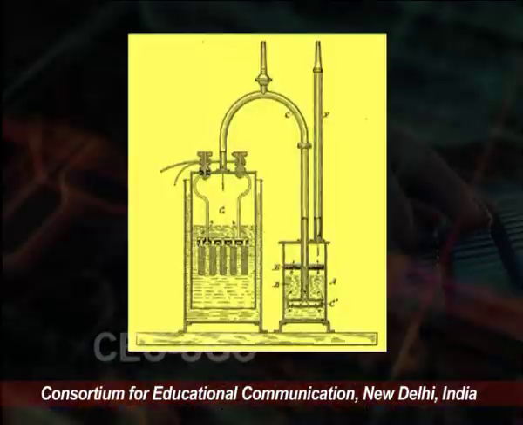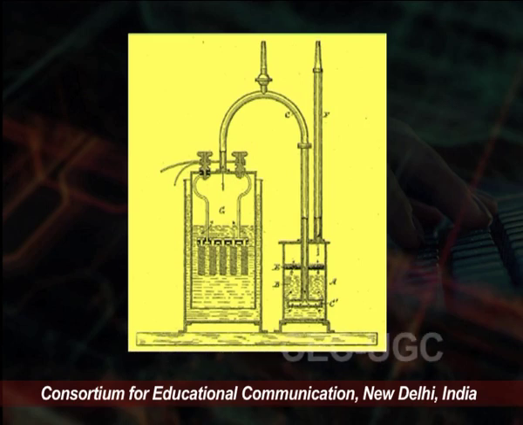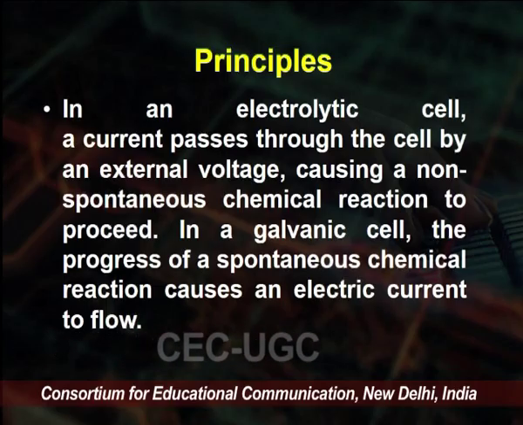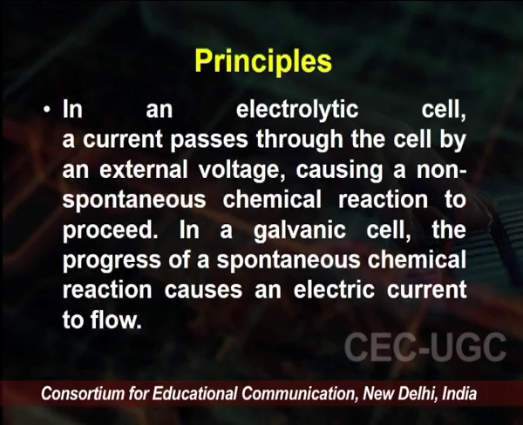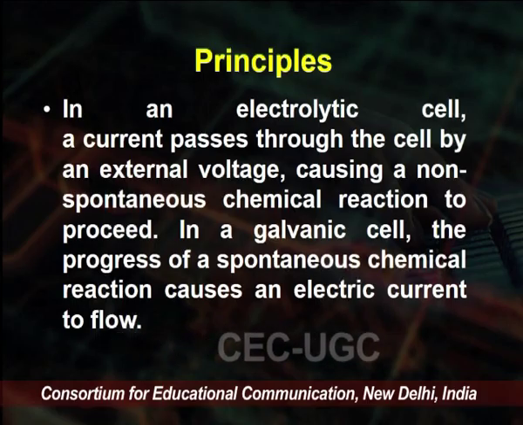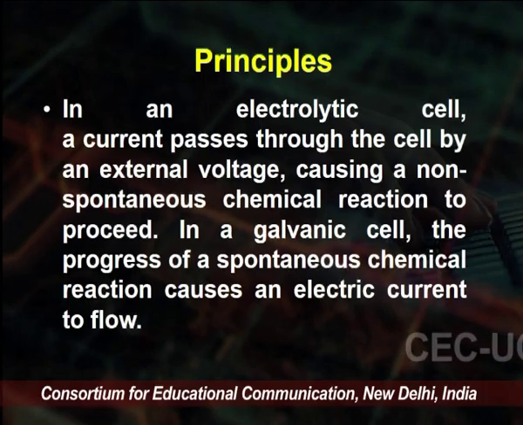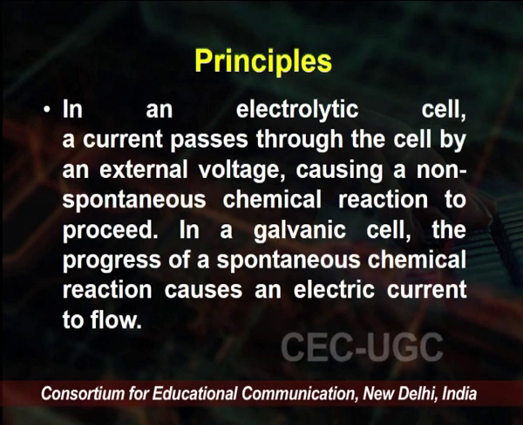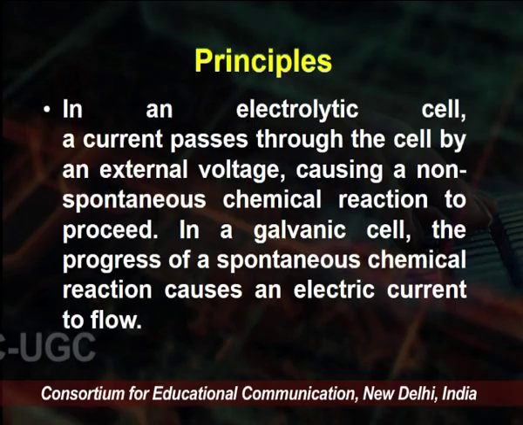You can see on the diagram that this is one type of galvanic cell. You are seeing that there are two separate systems provided. Now, what is the principle of the electrolytic cell? In an electrolytic cell, a current is passed through the cell by an external voltage, causing a non-spontaneous chemical reaction to proceed. In the galvanic cell, a spontaneous chemical reaction causes an electric current to flow. But here there is a non-spontaneous chemical reaction.